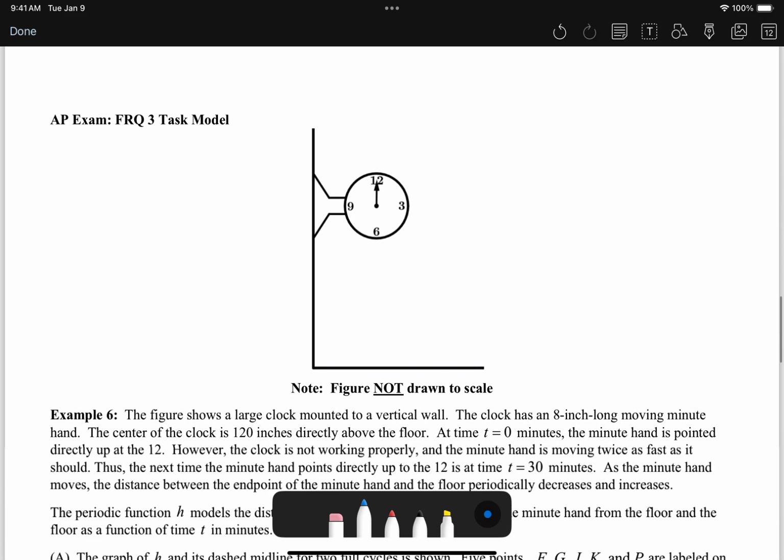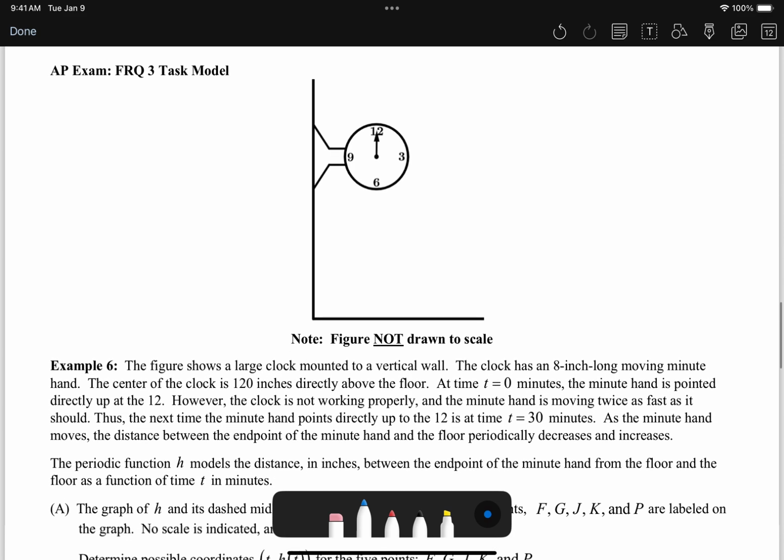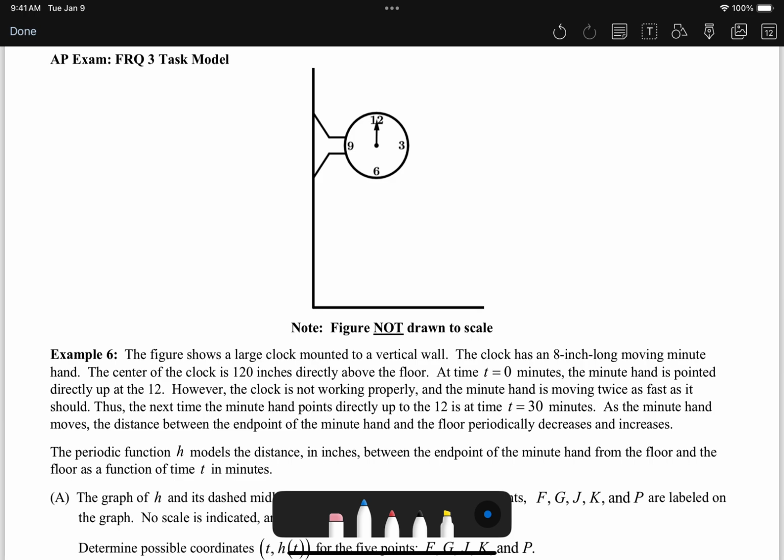Okay, now, deep breath. The last model that we're going to look at for periodic models is probably the most important, okay? This is something that we're going to see many, many times, specifically on the AP exam. This is actually an old free response question task model. We have several examples of these to practice. Once we do a few, it's going to make a lot of sense, okay?